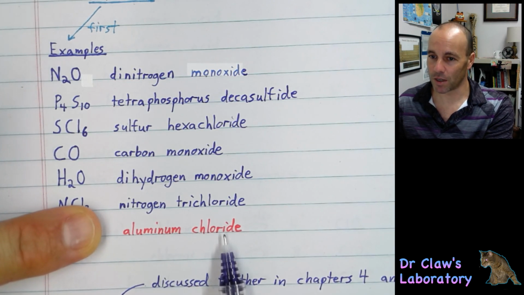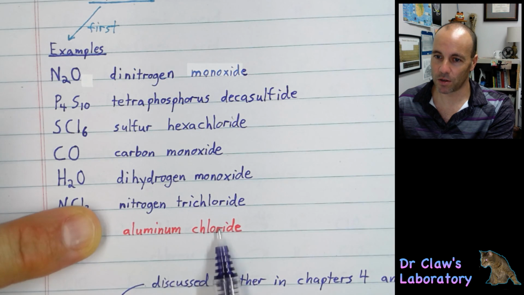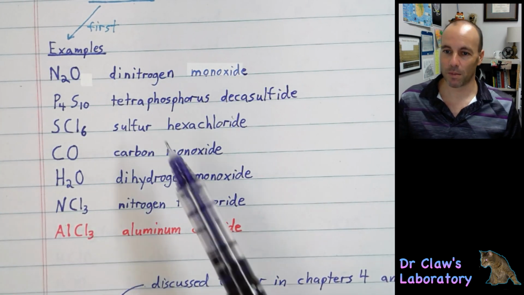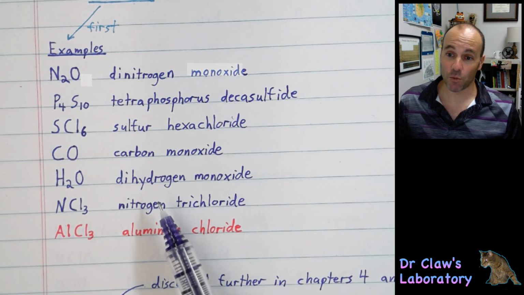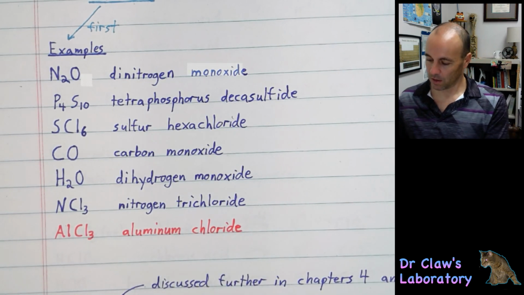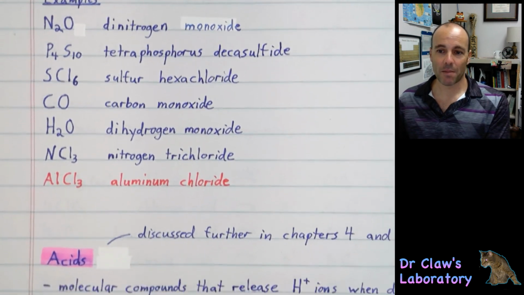I have the charges to guide me. This is a -1 charge, that's a +3 charge, so I need 3 of these and 1 of those. Right? So molecular compounds, you need prefixes. Ionic compounds, you don't.